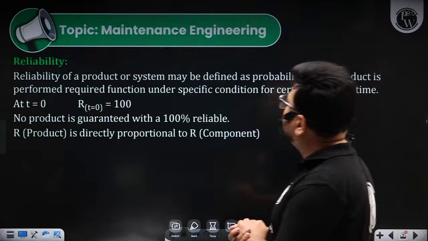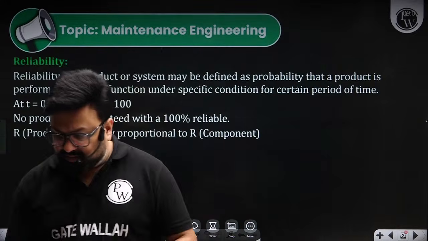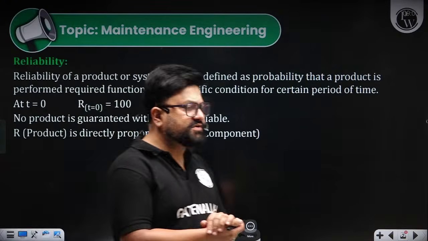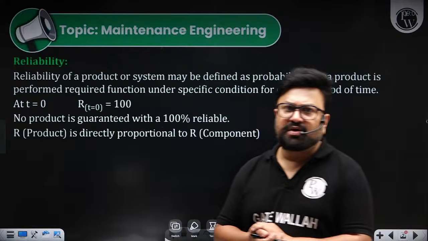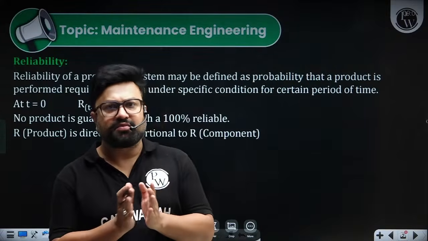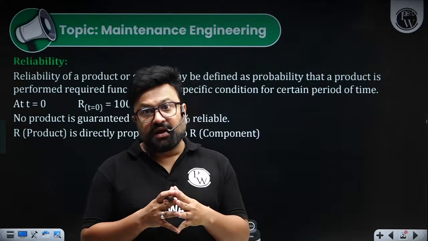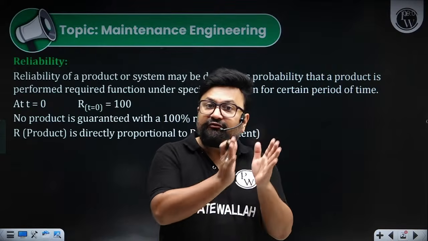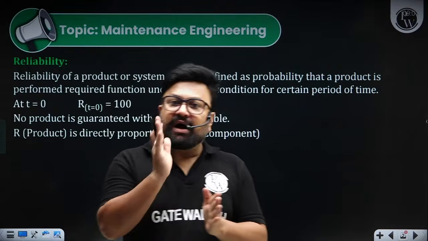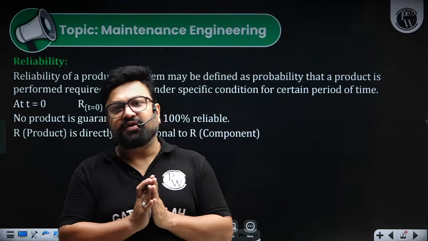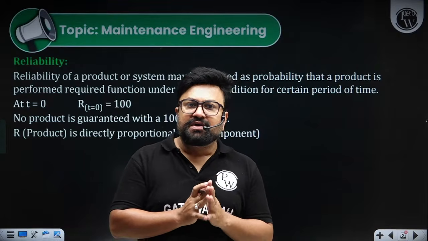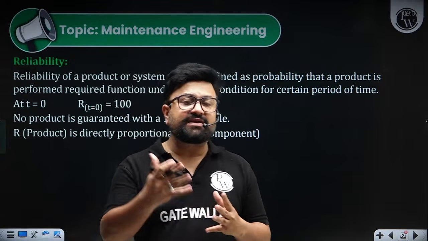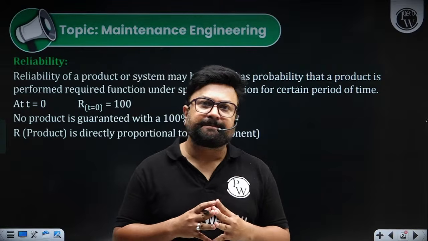So, I'm going to start the first chapter, that is maintenance engineering, right? Here in maintenance engineering, the first concept is reliability. So, what is reliability? Reliability of a product or a system may be defined as the probability that a product performs a required function under a specific condition for a certain period of time, right? So if a product is not performing at t equal to 0, then you can say the reliability is equal to 100, right?